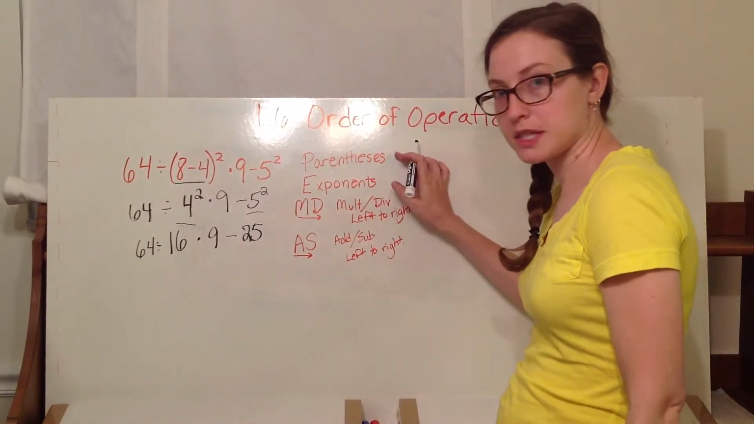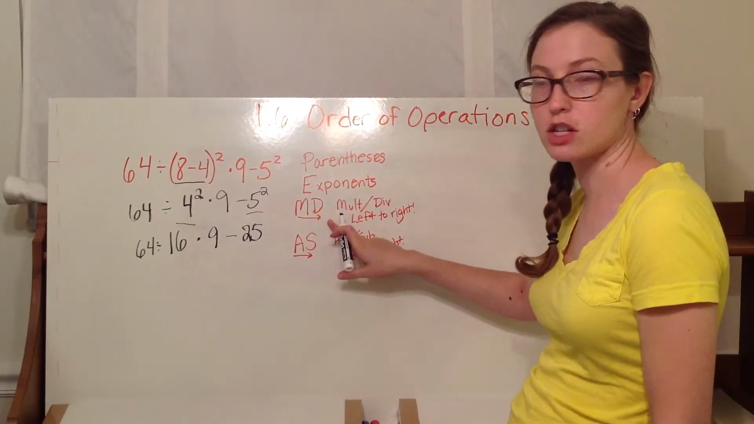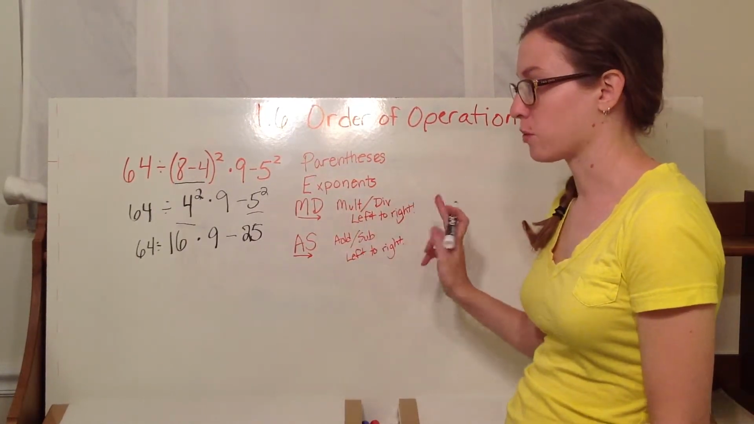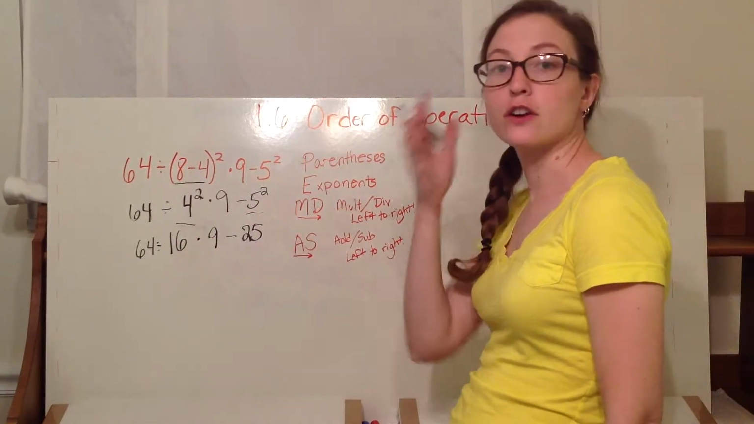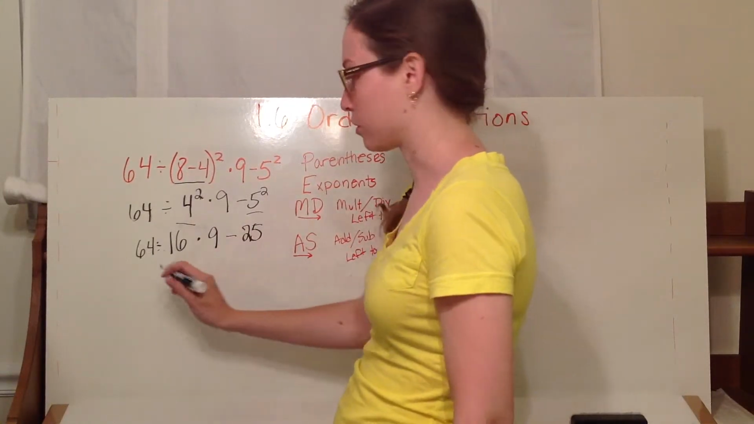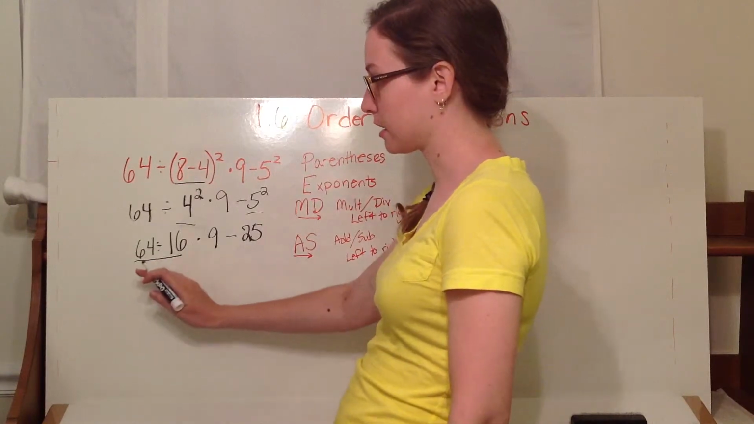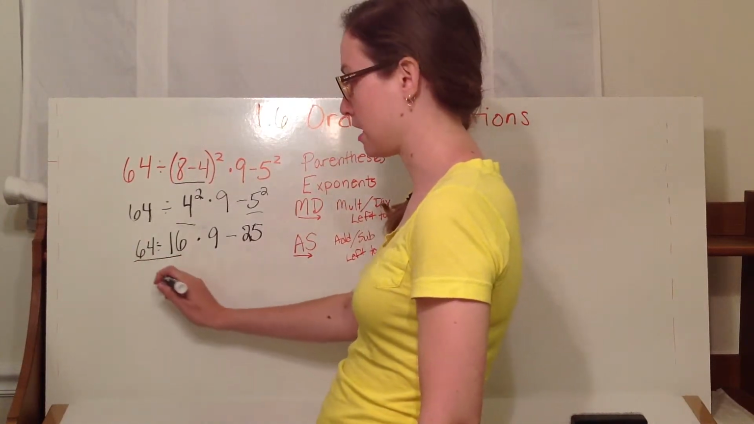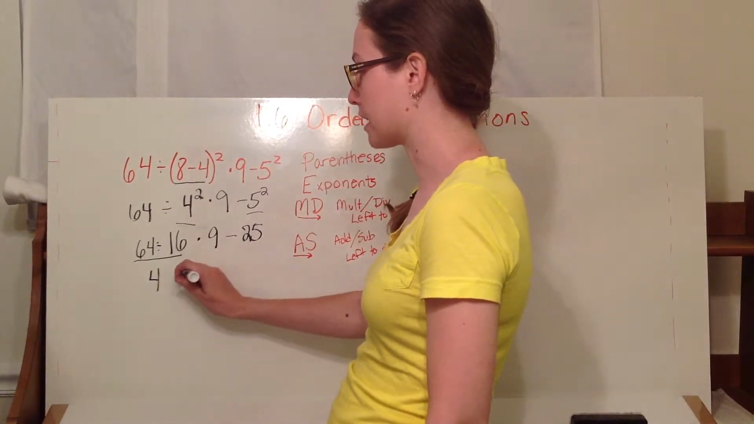I'm done with parentheses, I'm done with exponents. Now I'm looking for multiplication and division in order from left to right. So I'm going to start at the beginning and move to the right, and the first one that I encounter is this division, so that's what we need to do first. So I'm going to divide 64 by 16. That's 4. Everything else comes down exactly.